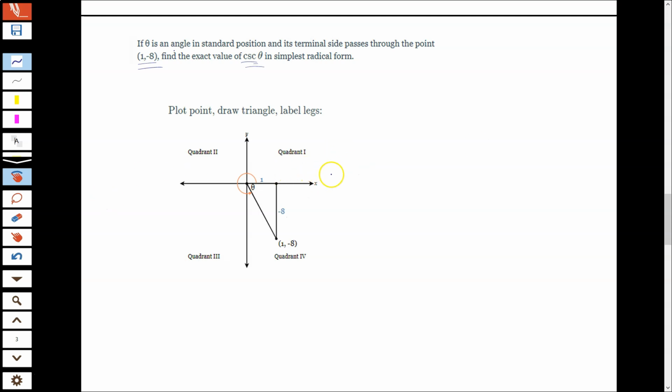Okay, so what we're going to do now, we have theta. We want cosecant of theta. So cosecant is the reciprocal of sine, right? So sine is SOH CAH TOA, opposite over hypotenuse. So this is going to be hypotenuse over opposite. So we need to find the hypotenuse. So I'll use the Pythagorean theorem. 1 squared plus (-8) squared equals h squared.